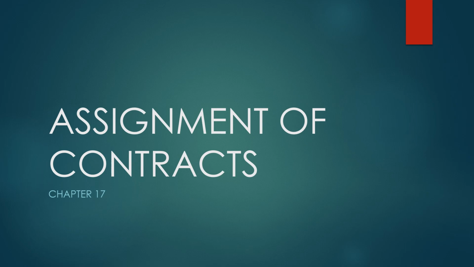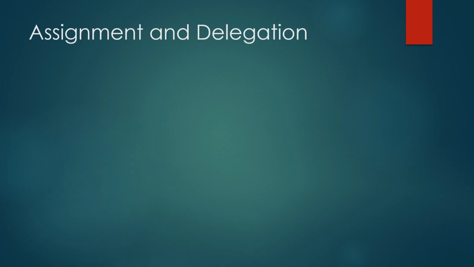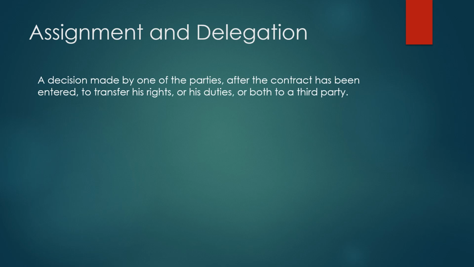Okay, this is chapter 17, and in this lecture, I'm going to talk about assignment of contracts, which generally means both assignment and delegation. So if you see a contract, sometimes they refer to a delegation when they use the word assigning. But I want to talk to you a little bit about the difference. So basically, the assignment and delegations occur after a contract has been made. That's really important to remember.